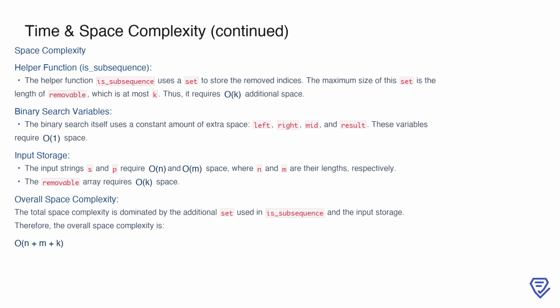Combining these, the total space complexity is dominated by the set used in is_subsequence and the input storage, leading to an overall space complexity of O(n + m + k). This ensures that the space usage remains manageable even for larger inputs.